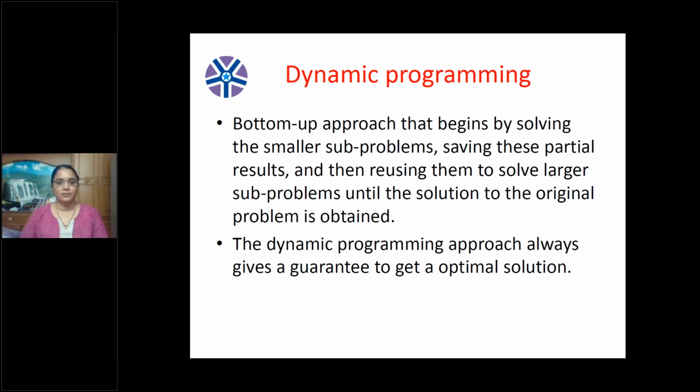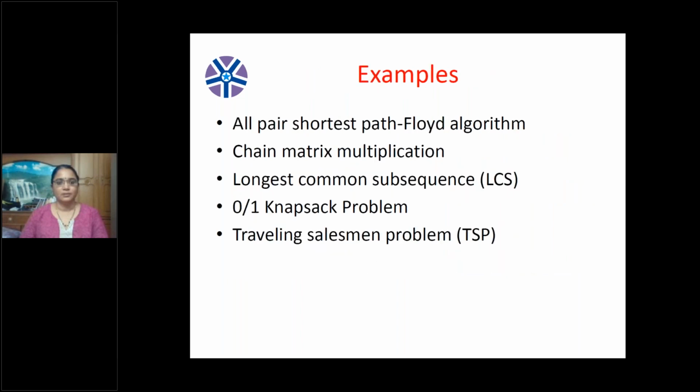The main examples of dynamic programming are all pairs shortest path by using Floyd's algorithm, chain matrix multiplication, longest common subsequence, and 0-1 knapsack. Here also we'll read the 0-1 knapsack. In a greedy approach, that is known as the fractional knapsack problem. In dynamic programming, we call that knapsack problem the 0-1 knapsack problem. And the next one is traveling salesperson.